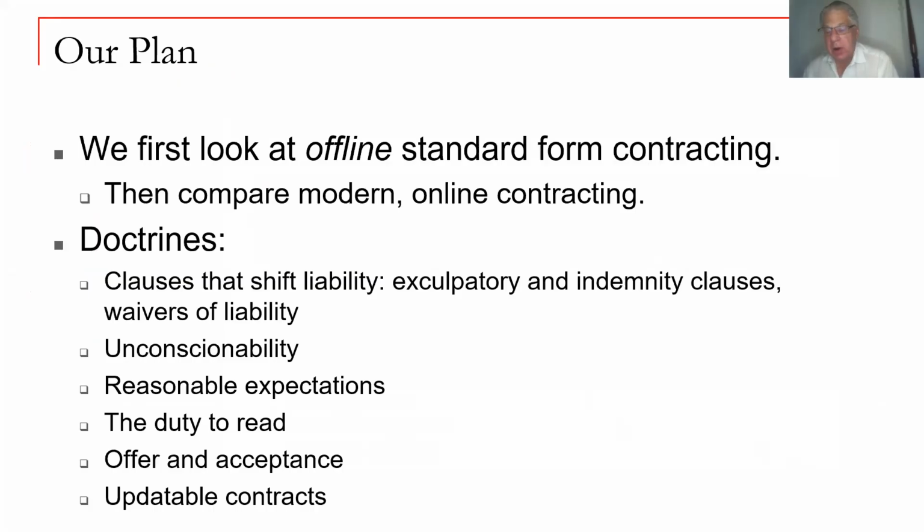So here's our plan, right? Our plan is to first look at offline standard form contracting, then compare modern online contracting. And when we were discussing this in the first video, we noted that there are, we can count them, 1, 2, 3, 4, 6 doctrines we're going to consider. And the first doctrine that we're going to look at to understand offline contracting are clauses that shift liability. Right? Exculpatory, indemnity clauses, waivers of liability.